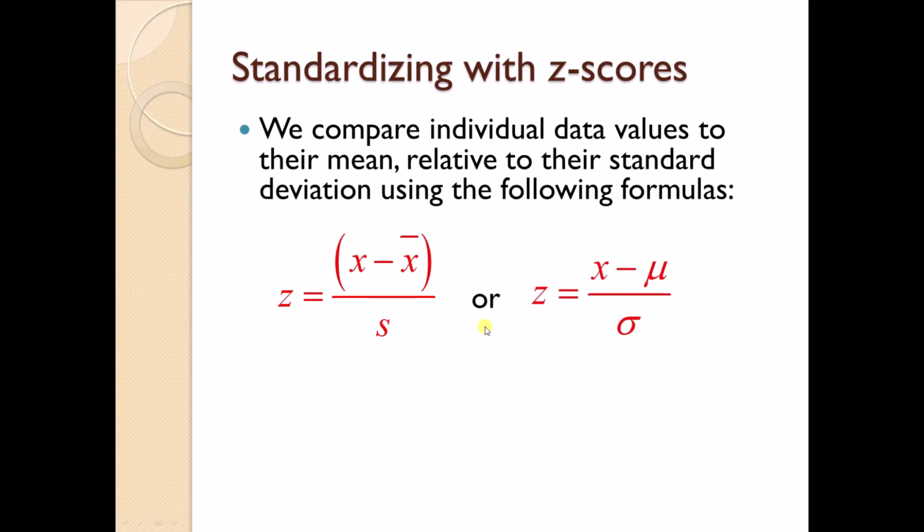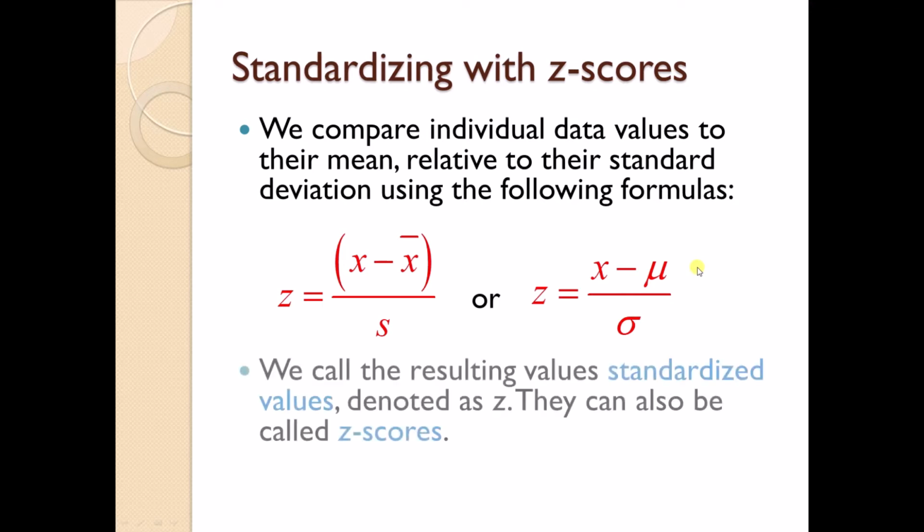Or if we're dealing with these idealized unknowns in the population, we're going to use x minus mu for the mean over sigma for the standard deviation. Now, we'll assume when we get numbers for these two things that they'll be true. We call the resulting values standardized values, and they're denoted as z. They can also be called z-scores. That's what I call them.